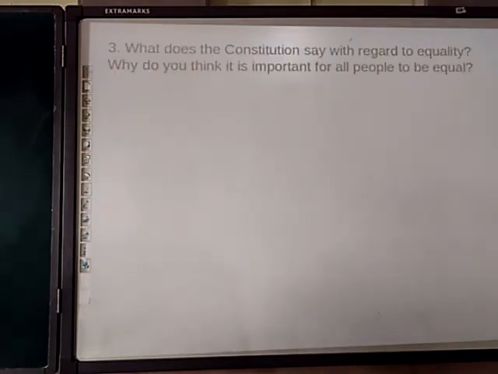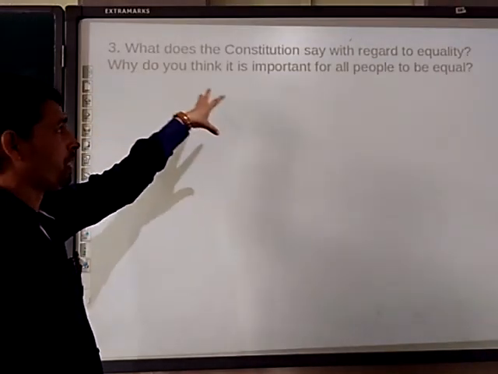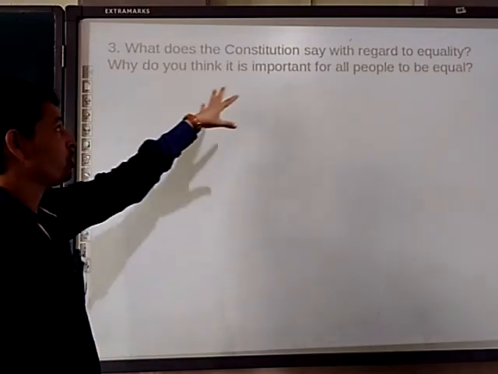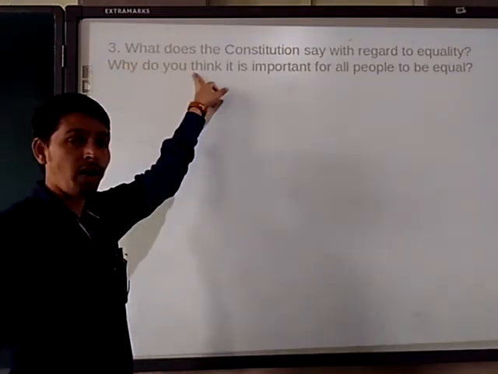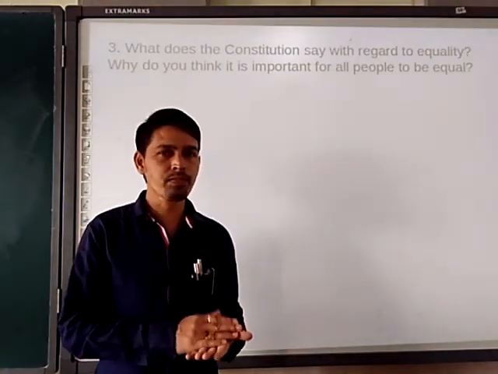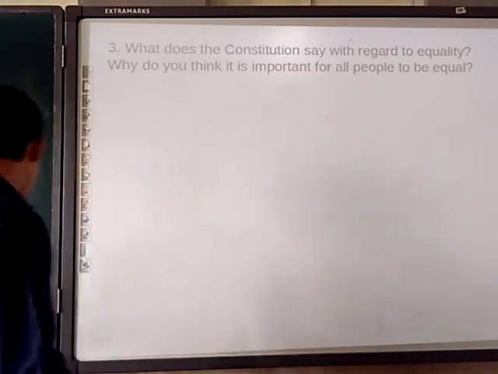Now next, question number 3. What does the Constitution say with regard to equality? Why do you think it is important for all the people to be equal? So this point is speaking about all the people. In the Constitution it is stated about equality. So why is it important for all the people to be equal? Because all the people are equal before the law, as stated in the Constitution about equality. We are going to see the answer.